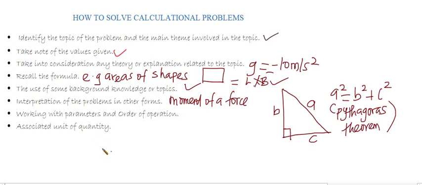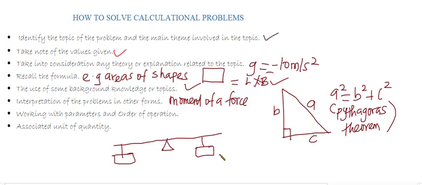whereby you have to draw out a meter rule, you have a support of the meter rule, then you have some masses on it, and you now have to determine the new equilibrium point whereby these masses have to balance. So you have to just picture it out, you have to draw it, interpret the problem in other forms so that you can easily solve it.